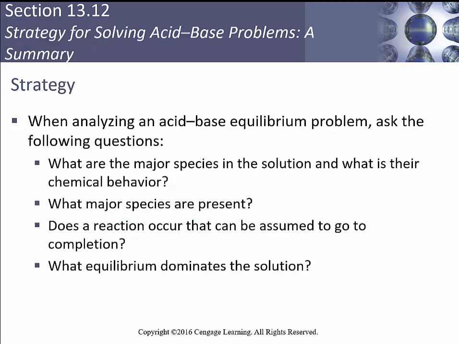Right. So here's a strategy. When analyzing an acid-base equilibrium problem, ask the following questions. What are the major species in solution? What's their chemical behavior? Does a reaction occur that can be assumed to go to completion? And what equilibrium is going to dominate in solution?